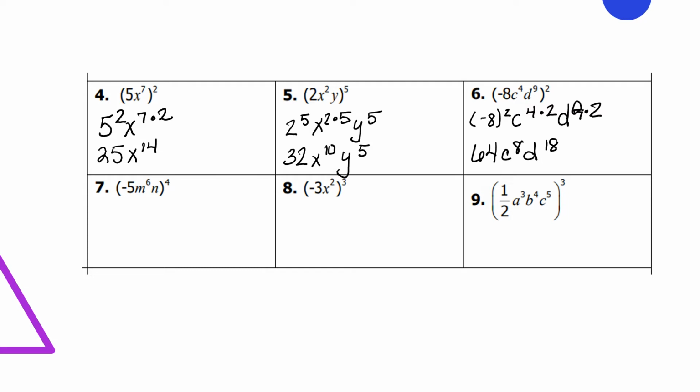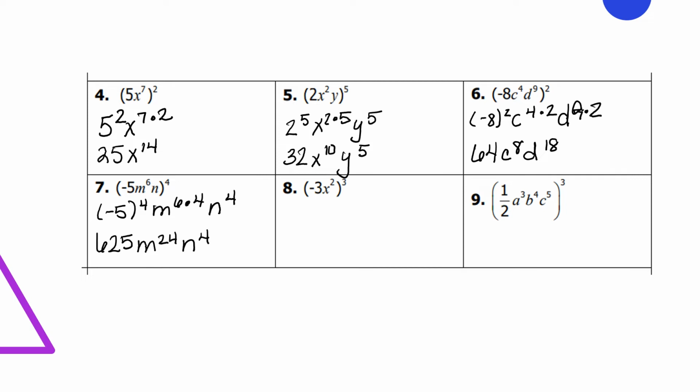So here we have number 7, negative 5 m to the 6th n all to the 4th. I have negative 5 to the 4th power, m to the 6th times 4 power, n to the 4th. So negative 5 to the 4th power is 625. If you have a negative number and a positive exponent, it'll be positive. So m to the 24th, n to the 4th.